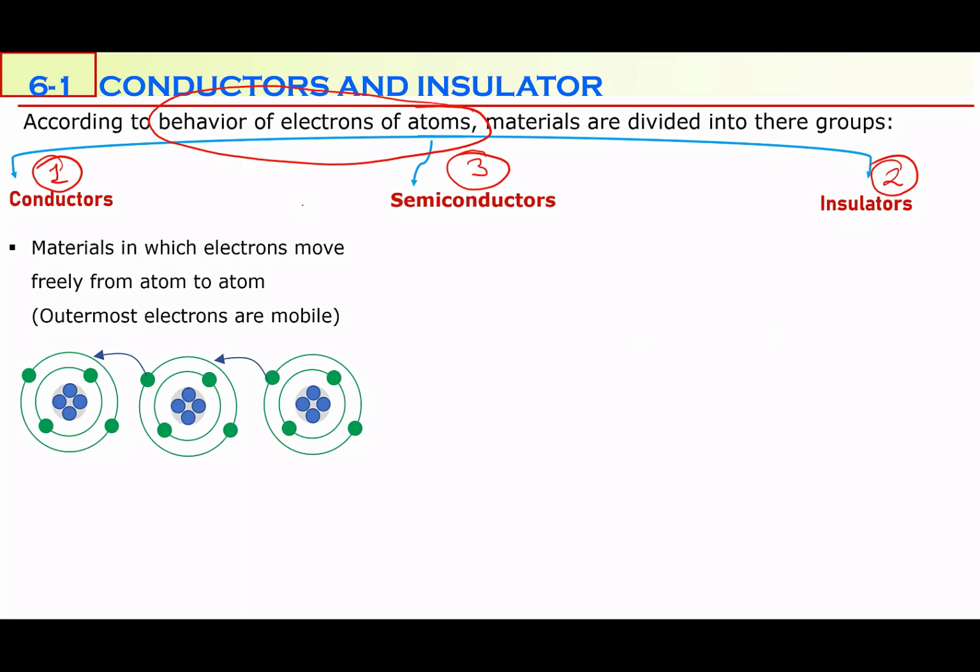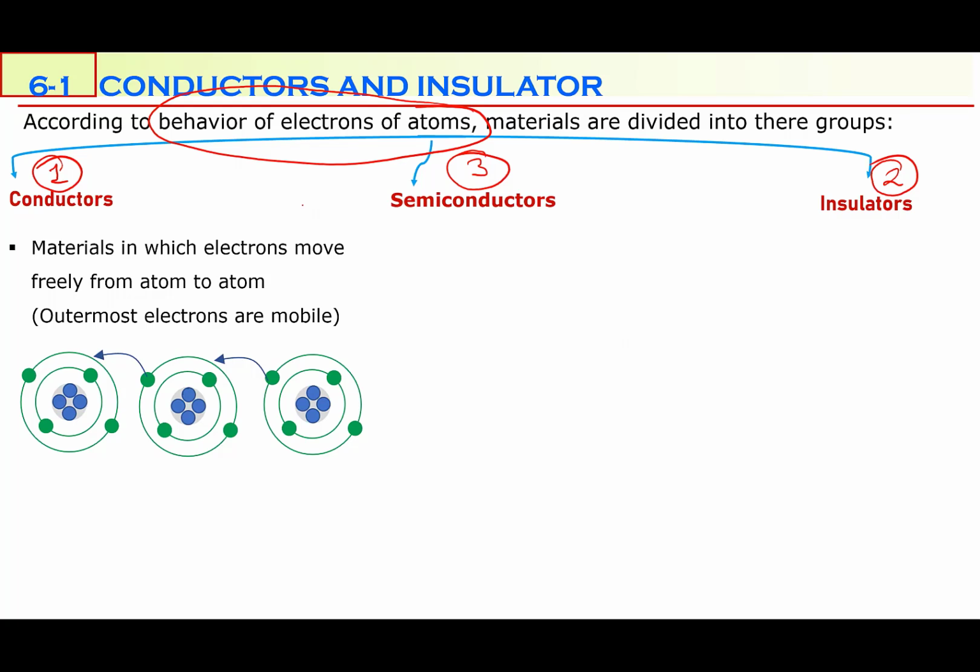In conductors, electrons move freely from one atom to another one. Now in this diagram you see 3 atoms. And of course, we know the structure of an atom. There are protons and neutrons inside the nucleus, and electrons are revolving around the nucleus in circular orbits, just like planets are revolving around the sun.